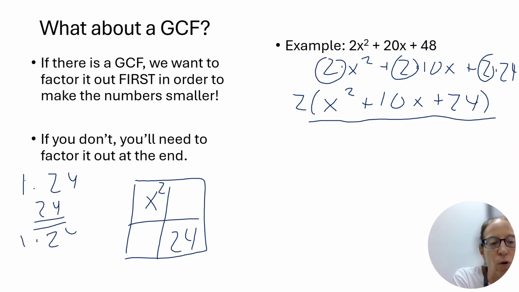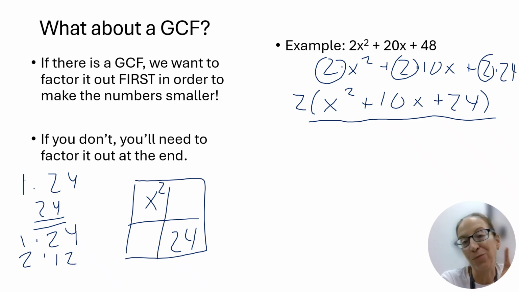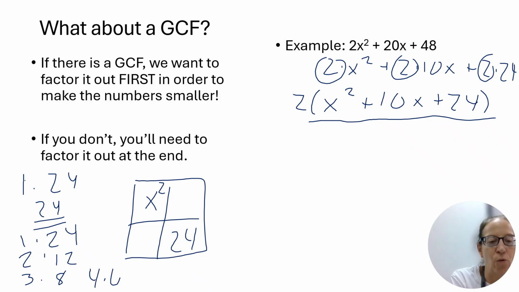1 times 24, that does not add up to 10. 2 times 12 doesn't add up to 10. Now they could subtract to give you a 10, but I don't want to subtract them in this case. We have 3 times 8 gives me 24. And my last pair is 4 times 6. Ding, ding, ding. We have a winner. So the 4x and the 6x. So we're going to have 4x and 6x. So that's how you break it up.